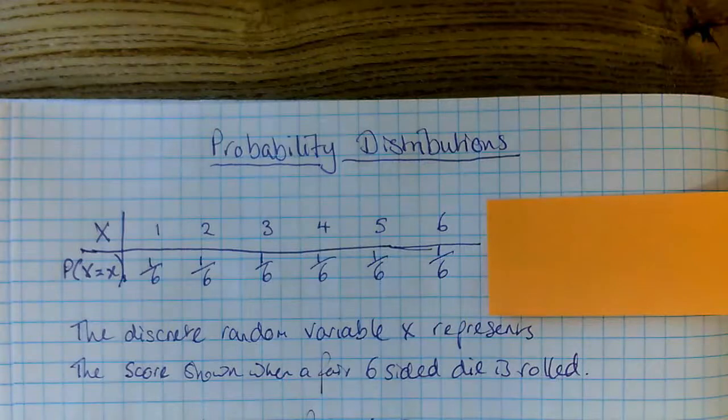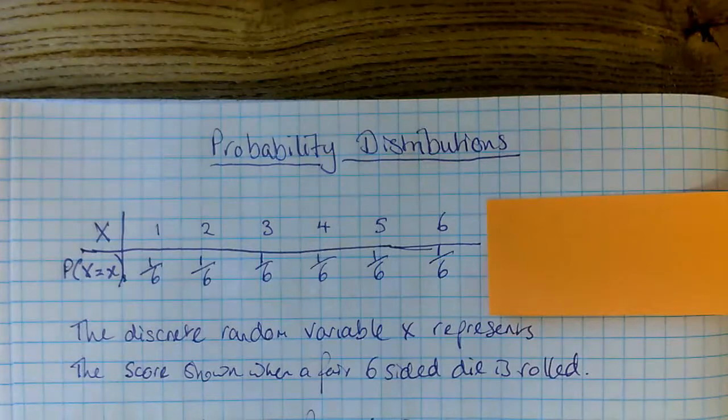So when we have an event that has several different outcomes, we can define what we call a random variable that describes the number of times or the different outcome that happens from that event. So, for example, in this table here, which is one of the forms you'll see representing probability distribution, we're talking about a discrete random variable x, which represents a score shown on a fair six-sided dice when it's rolled.